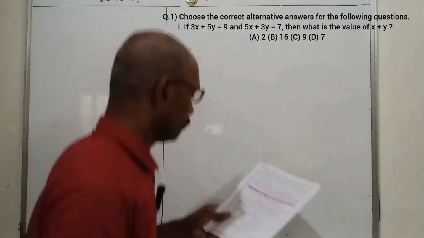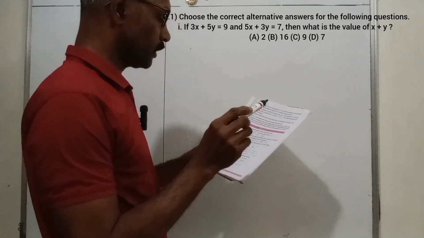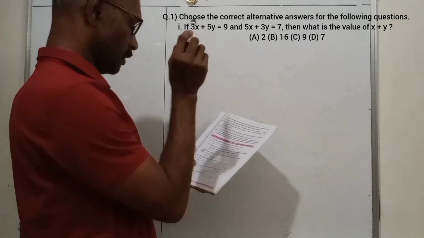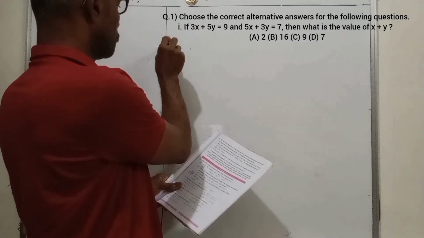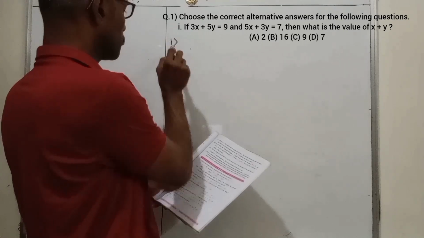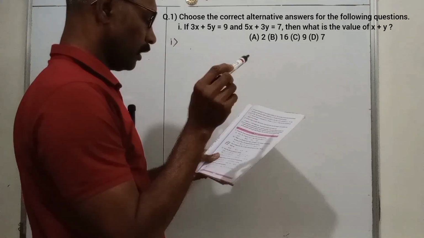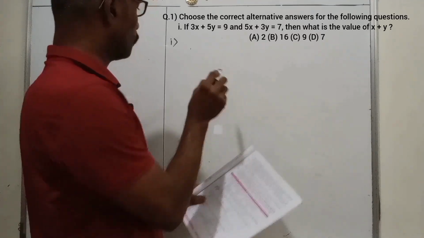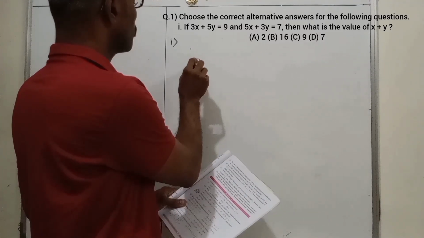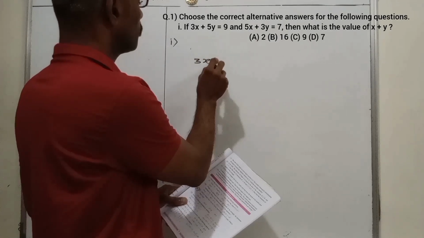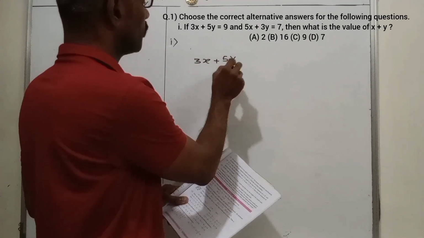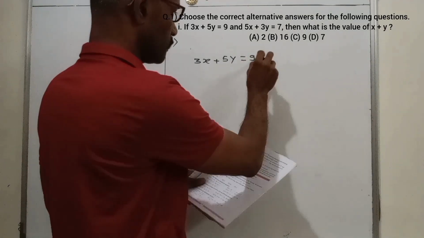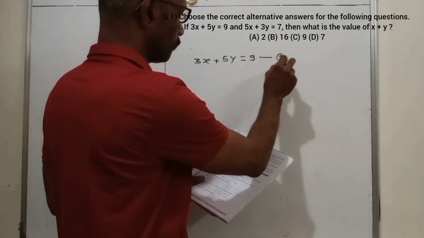Problem set for you. Question number 1. Choose the correct alternative answers for the following questions. Okay. Question number 1. If 3x plus 5y is equal to 9, this is our equation number 1.